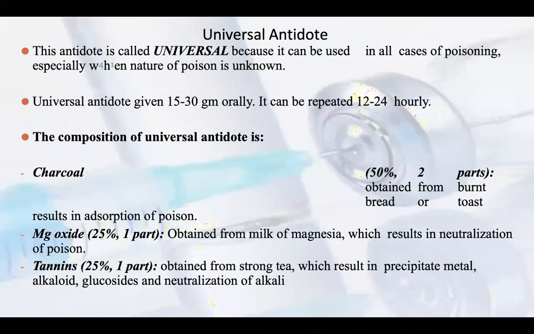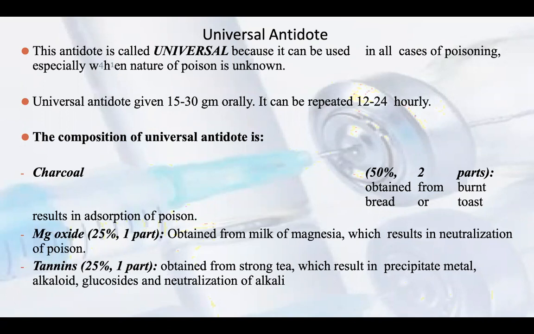Now come to the universal antidote. This antidote is called universal because it can be used in all cases of poisoning, especially when the nature of poison is unknown. So universal antidote is given 15 to 30 gram orally. It can be repeated 12 to 24 hourly also.